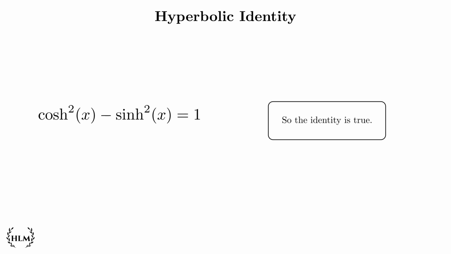It's amazing that we get similar identities for hyperbolic sine and cosine, just like cosine and sine. Math just works out so perfectly.